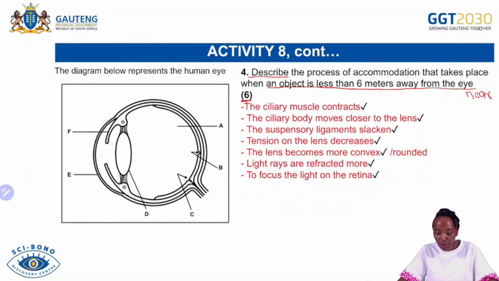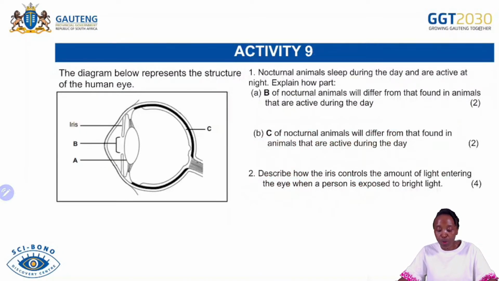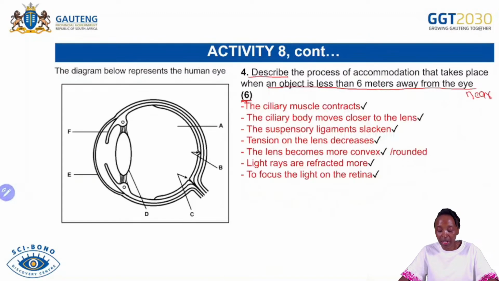So ciliary muscles contract, ciliary body moves closer, suspensory ligaments slacken, tension on the lens is decreased, the lens becomes more convex, and the light rays are refracted more to focus the light onto where?